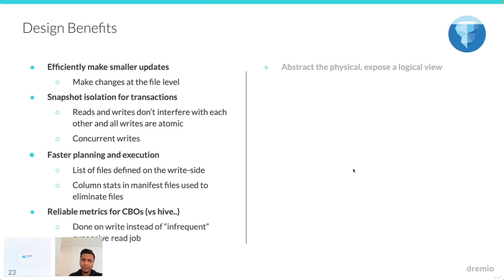Another important thing is that with Iceberg, we abstract the physical view and expose a logical view to the user. And I think that's super important. Users don't need to know about things like hidden partitioning, for example, right? Where with Hive, we saw users need to know about the physical layout. And as a user, as an analyst, you don't need to know that. You need to have that abstraction, right?